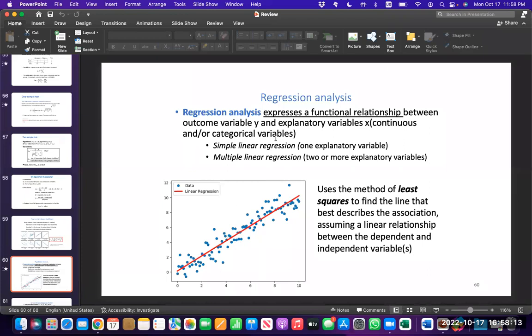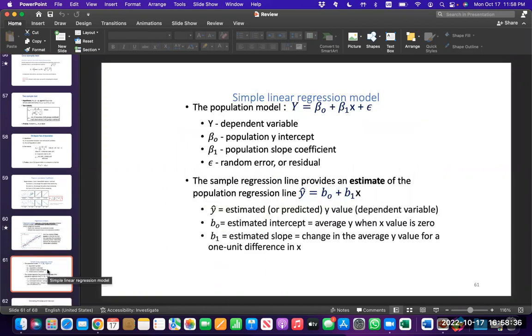Then we have regression analysis, which basically is a functional relationship between the dependent variable and the explanatory variable x, which essentially is either simple linear regression or multiple linear regression. These scatter plots and functions are usually determined by the least squares method, which is essentially finding a line that best describes this association. Keep in mind that you understand this relationship where you basically have the dependent variable as a function of beta 0 plus beta 1 multiplied by x, which is your independent variable, plus the residual error.